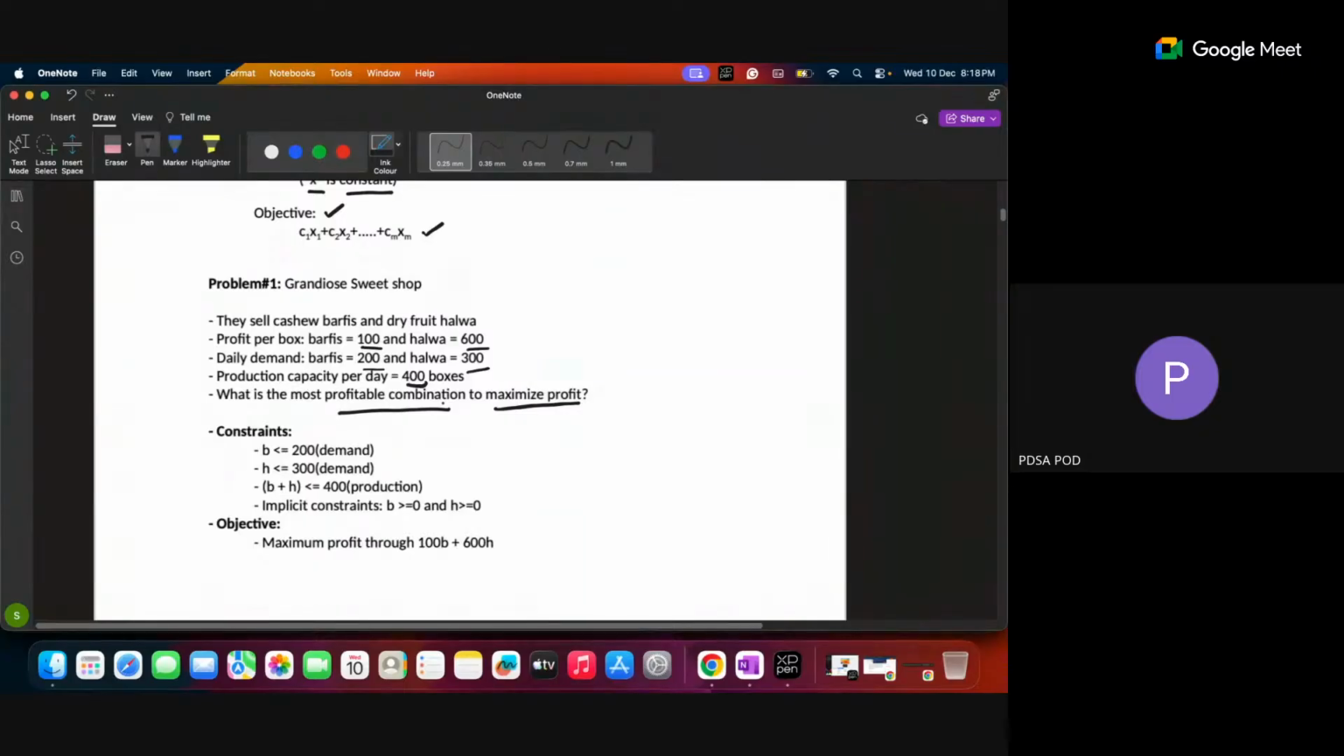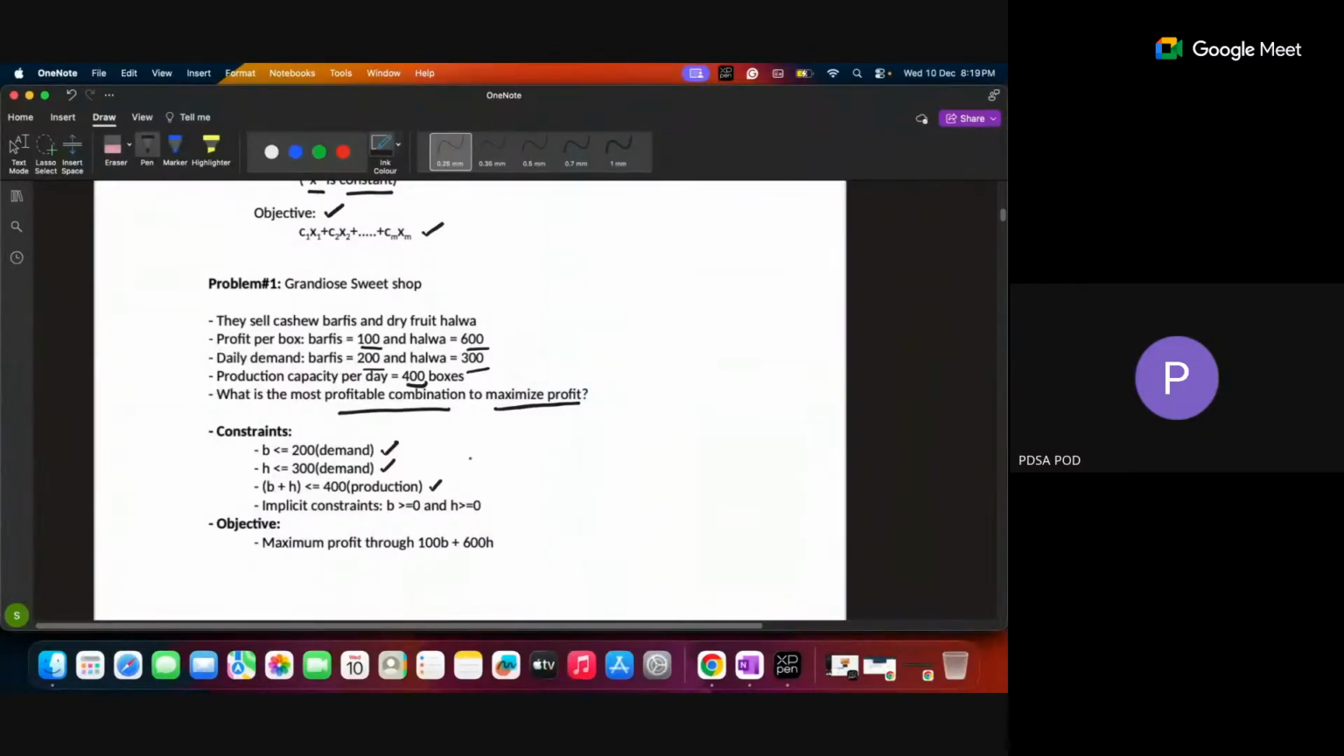So first we are making the constraints. This is what the constraints are. The demand for burfis is 200, and we should not exceed it. That's one constraint. Similarly, we should not exceed the demand of 300 for halwas. And the combination of burfi and halwa should not exceed 400, because that is the production limit.